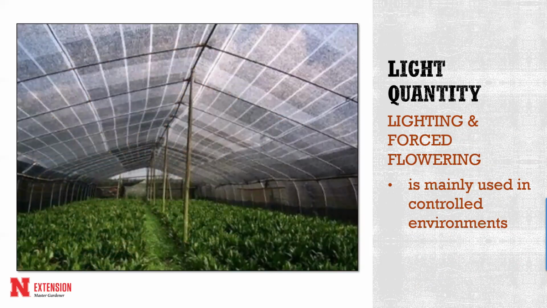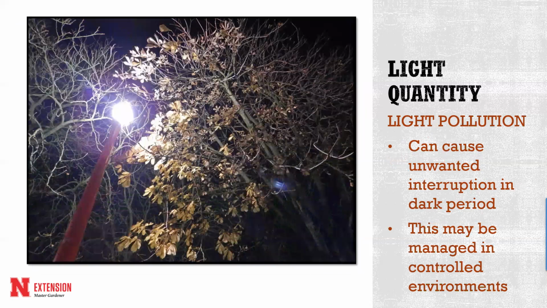Lighting and forced flowering is usually controlled in controlled environments, in a greenhouse or in commercial use. Really not in our backyard, but I wanted you to know it. Like we talked about the poinsettias and getting them ready for sale. Growers are going to start those earlier in the season during the longer days, and then they're going to manipulate it. They're going to put shade cloth or something over their greenhouse area to trick them into thinking it's a shorter day than it actually is.